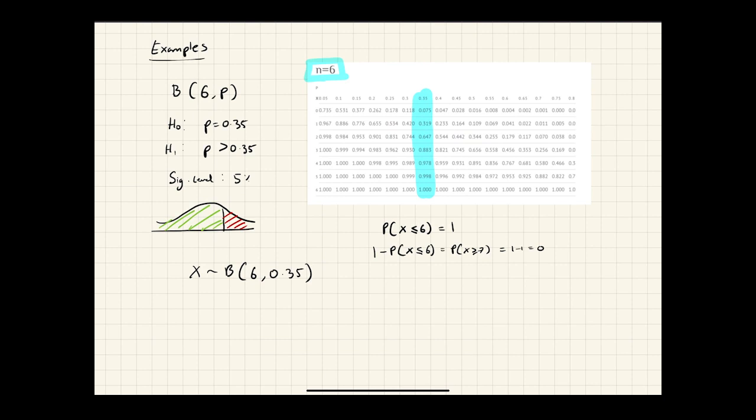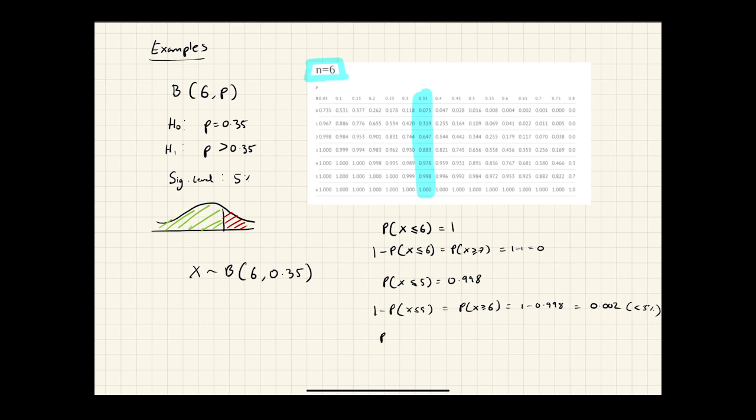Then let's take a look at the probability that x is less than or equal to 5. That is equal to 0.998. So 1 minus the probability of x less than or equal to 5 is the probability that x is more than or equal to 6, which is 1 minus 0.998, which is 0.002. And this is less than 5%, so we know this is rejected.